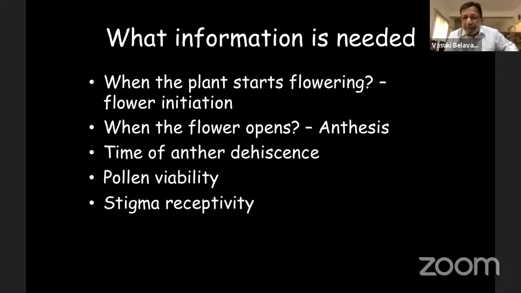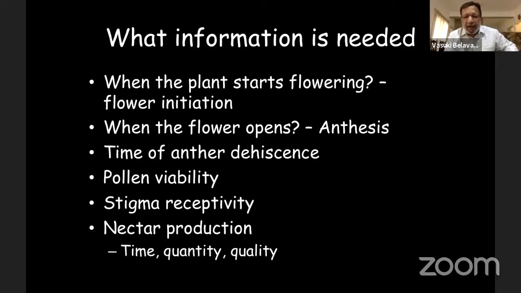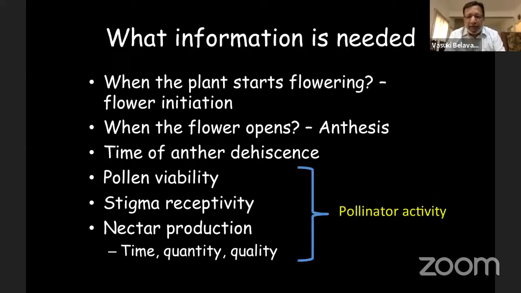And then of course, stigma receptivity. Stigma receptivity is when the stigma is actually receptive, and when the pollen is viable and is transferred by the pollinator, the stigma should be receptive. And of course, nectar production, the time of nectar production, and the quantity and quality of nectar production. So these are the three important things which actually determine the pollinator activity also.